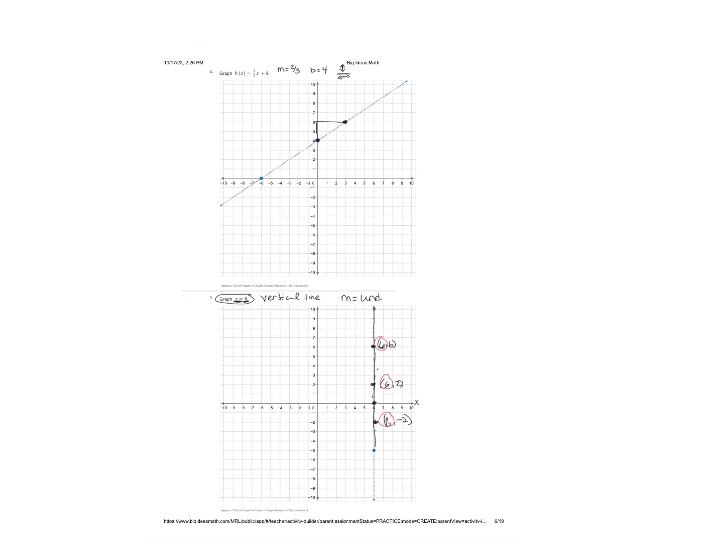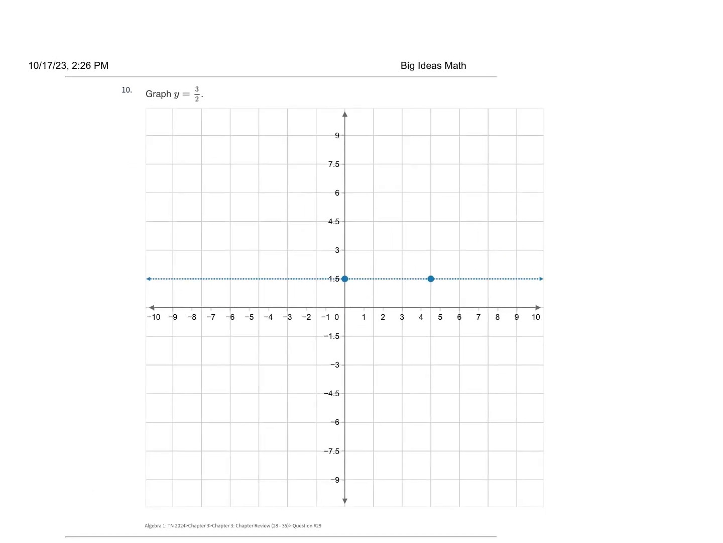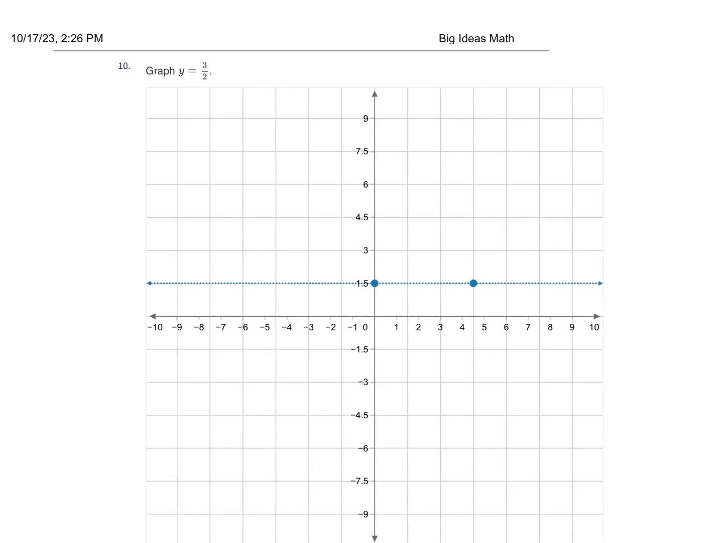Okay. So let's go to. All right, this time we don't have an x, so this is going to be a horizontal line.